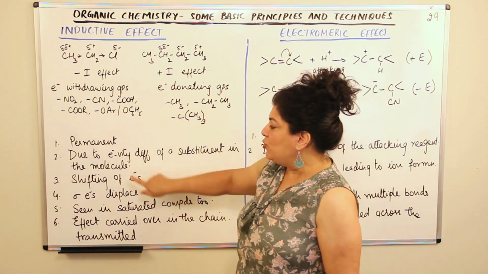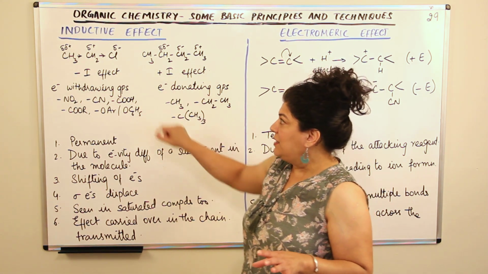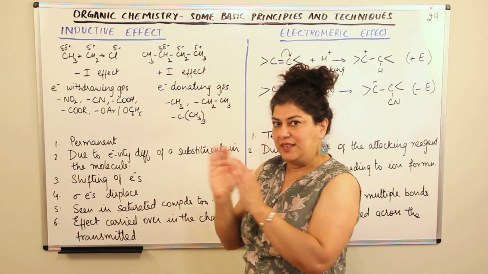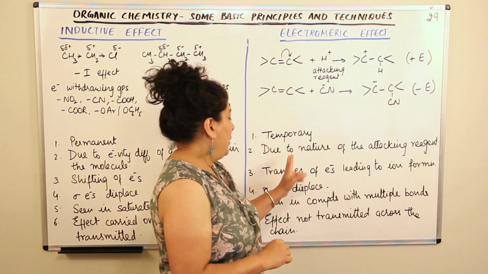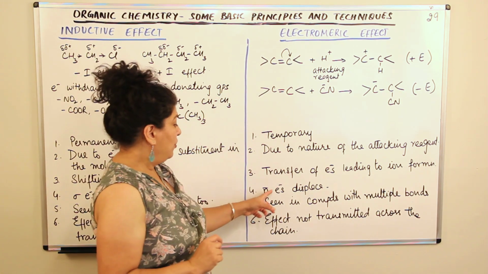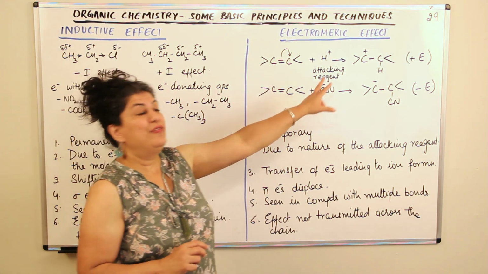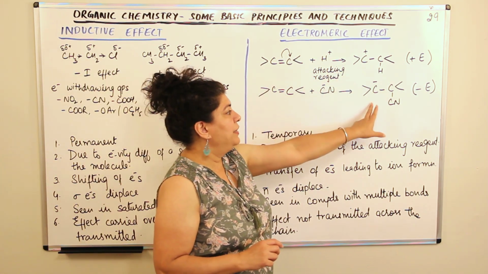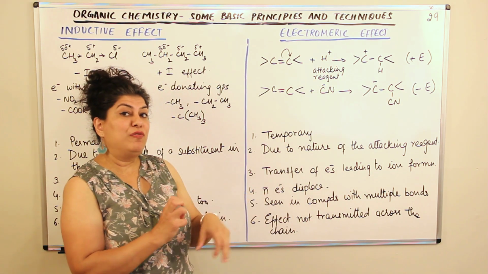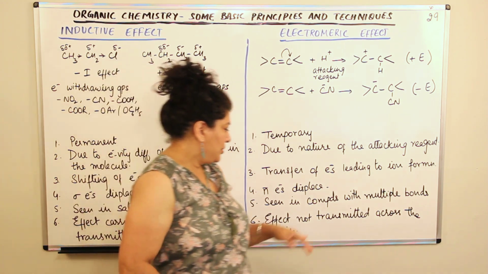In this case, there is only a shifting of electrons that takes place. In inductive effect, there is not a transfer of electrons. There is only a slight shift of electrons. While in electromeric effect, there is a complete transfer of the pi electrons, leading to ion formation. Did you see? You had a positive ion here and a negative ion here. So cation and anion. The ions are formed as a result of a complete transfer of electrons.